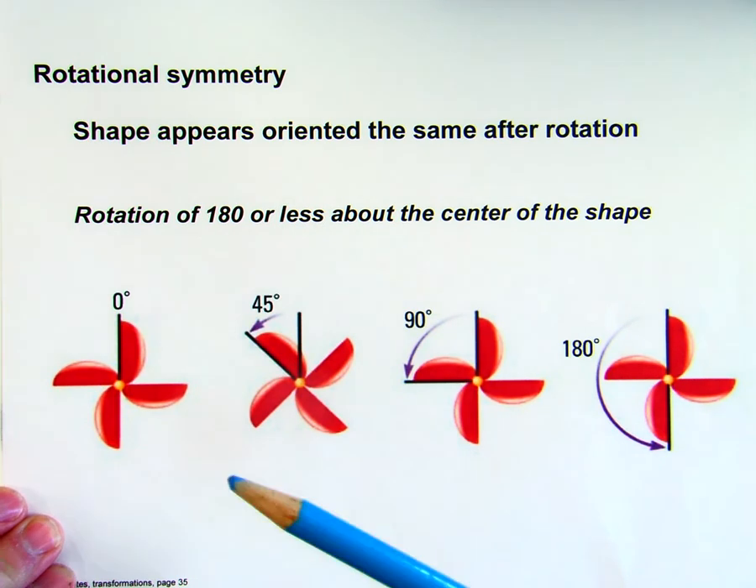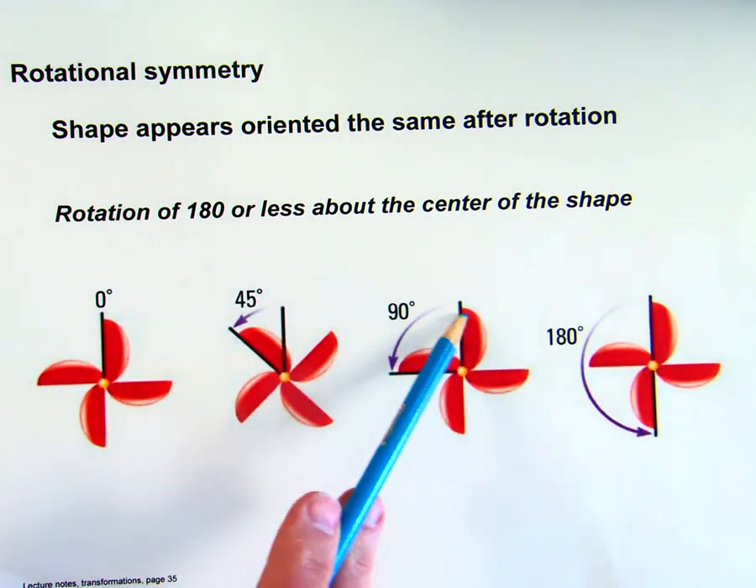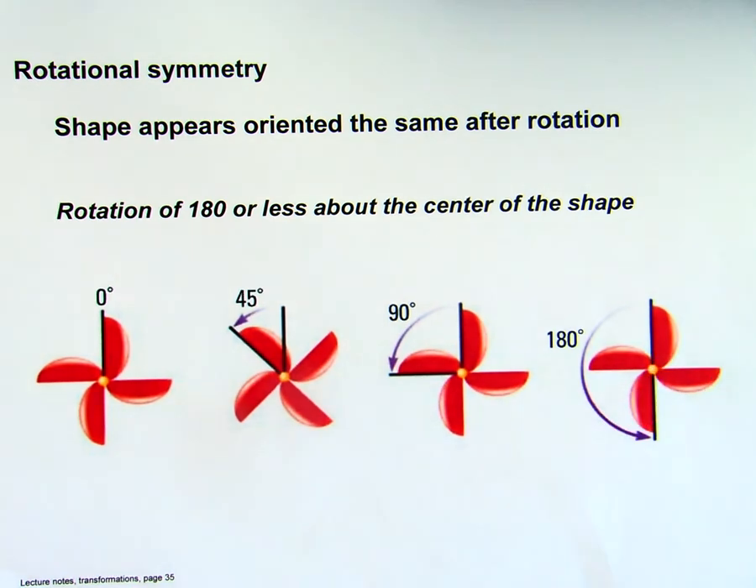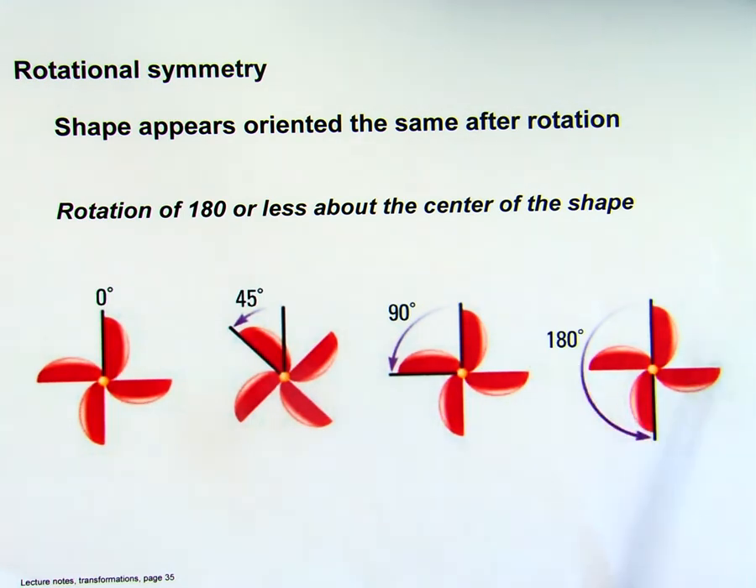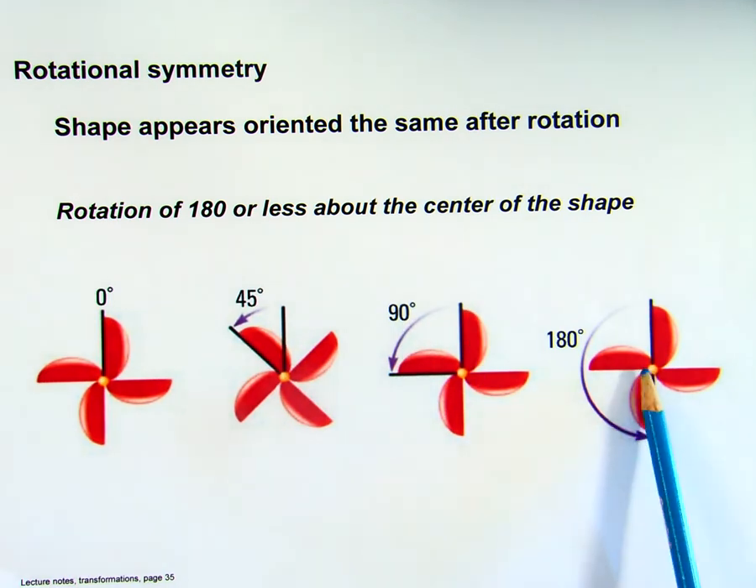When we describe the rotation, we'll talk about the period of rotation. That's however many degrees it takes to look the same. This one looks the same every 90 degrees. So it'll look the same at 90, 180, 270, and 360. It'll appear oriented the same. Because the ones that are bigger than 180 are just 180 added to it, we only talk about the ones that are 180 or less. And again, this is rotation about the center of the figure.